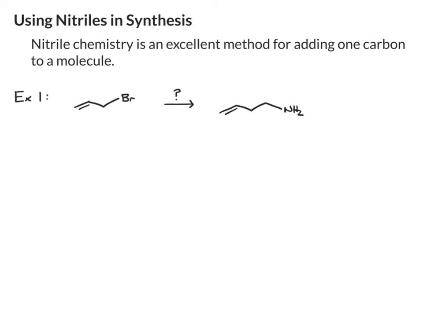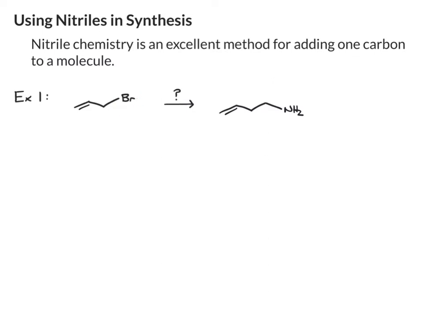To wrap up our discussion of nitriles, we're going to look at some ways they can be used in the synthesis of molecules. And the thing I want you to keep in mind as you do this is if you're adding a single carbon to a molecule, a nitrile is often a good way to do that. Just remember, if you're going to add a CN group through an SN2 reaction, you do need a good leaving group in your molecule.